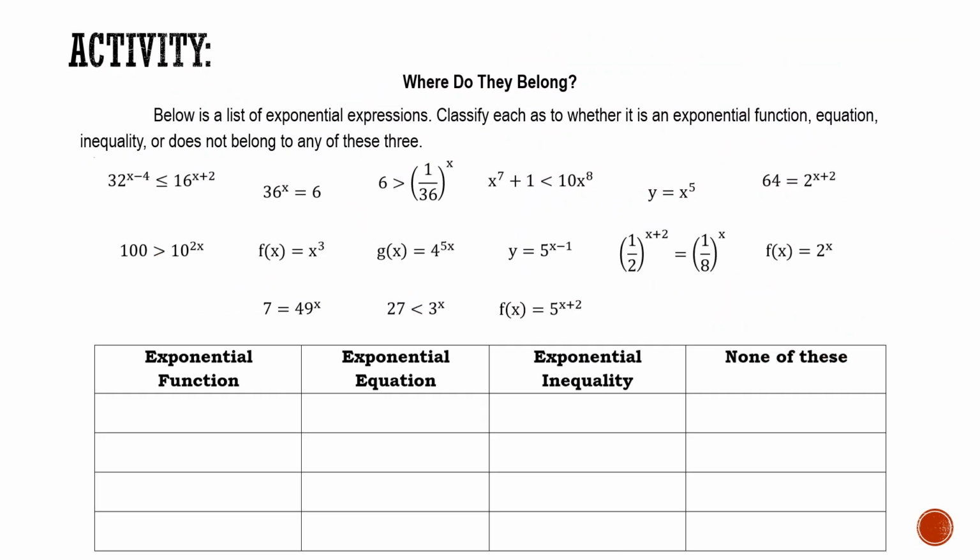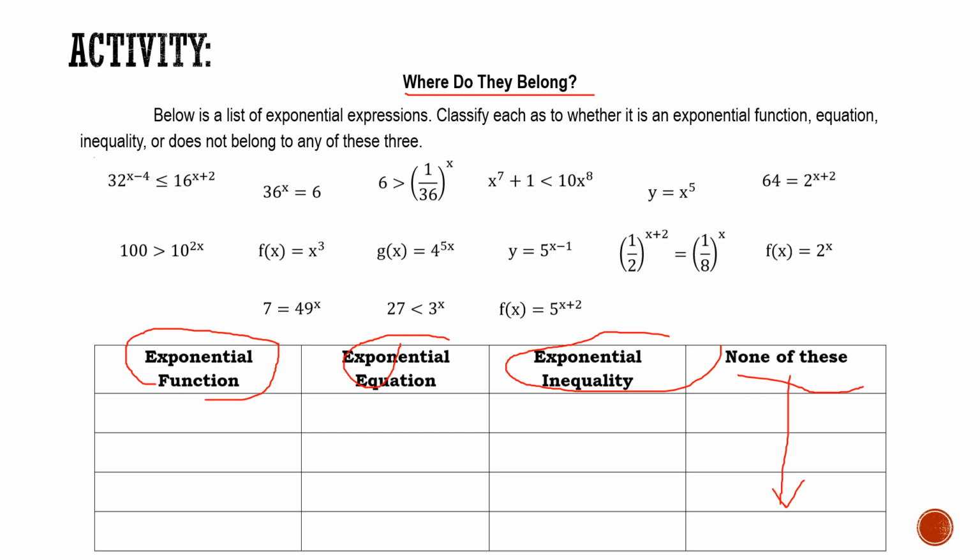So for your activity, where do they belong? You simply classify them, no? If they belong to exponential function, exponential equation, exponential inequality, or none of these. So there are situations wherein the given will not fall in your exponential function, exponential equation, and inequality. Then you need to list them down under the column that will represent the none of these.